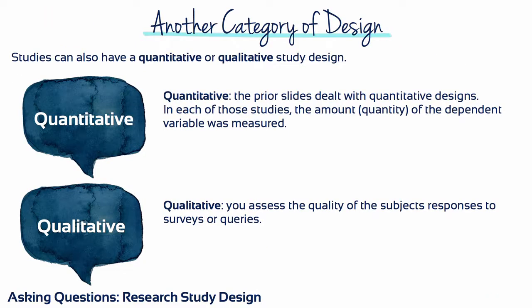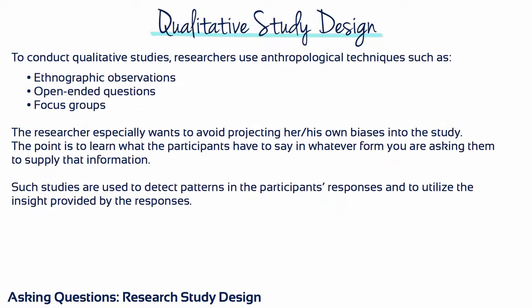Studies can also have a qualitative study design. To conduct qualitative studies, researchers use anthropological techniques such as ethnographic observations, open-ended questions, and focus groups. The researcher especially wants to avoid projecting her or his own biases into the study. The researcher really wants to learn from the participants and does not have a preconception of what the participants find important. Such studies are used to detect patterns in participants' responses and to utilize insights provided by the responses.